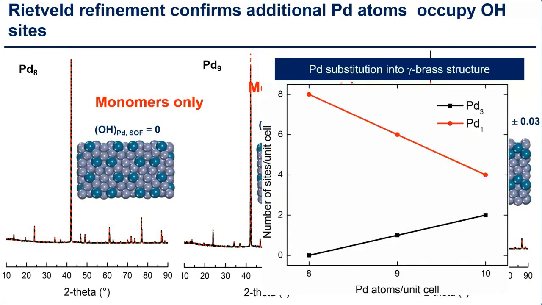The quantification of that as a function of palladium atoms per unit cell is effectively, as we go from palladium-8 to palladium-9, we see a linear increase in the number of trimers from 0 to 2, and a decrease in the number of palladium monomers from 8 to 4. So what we've been able to do by subtly changing the composition of the gamma brass palladium zinc intermetallic phase is to change the nuclearity of the presumed palladium active site.